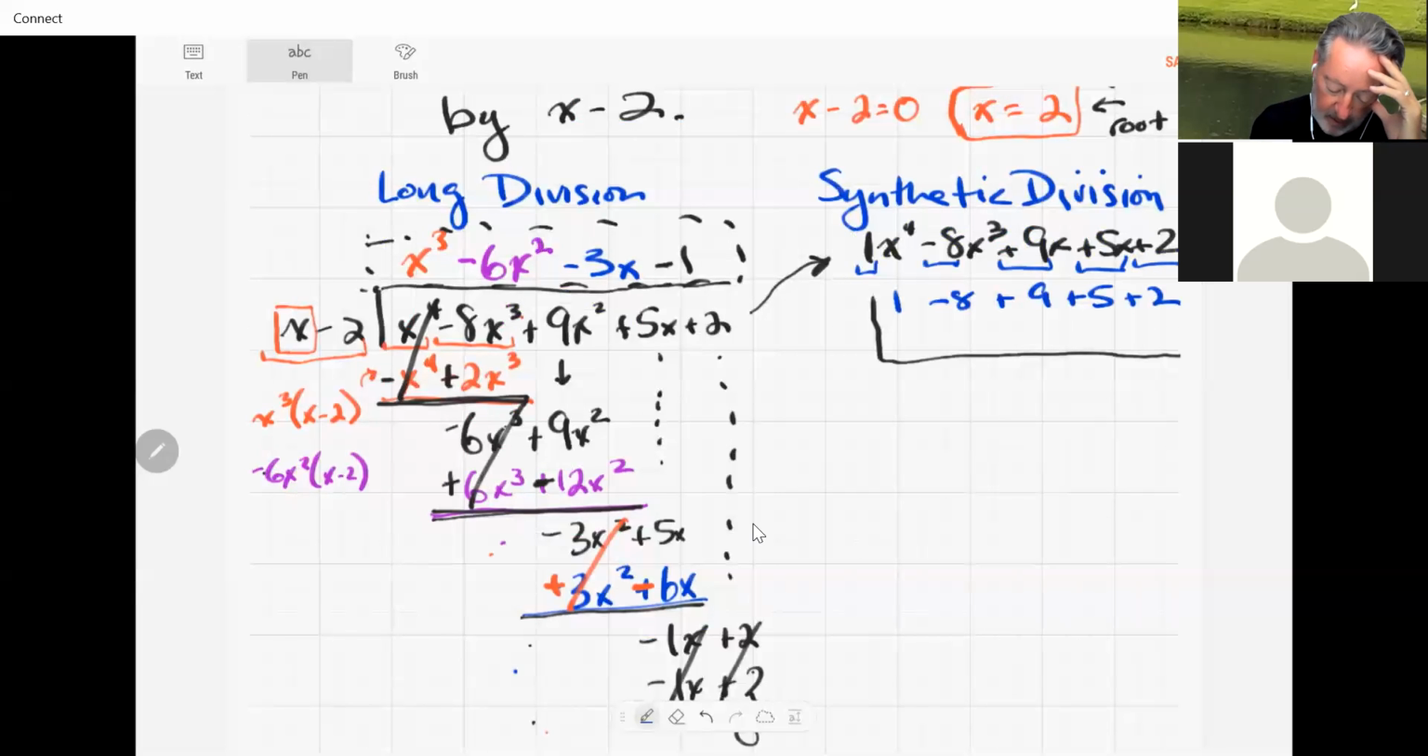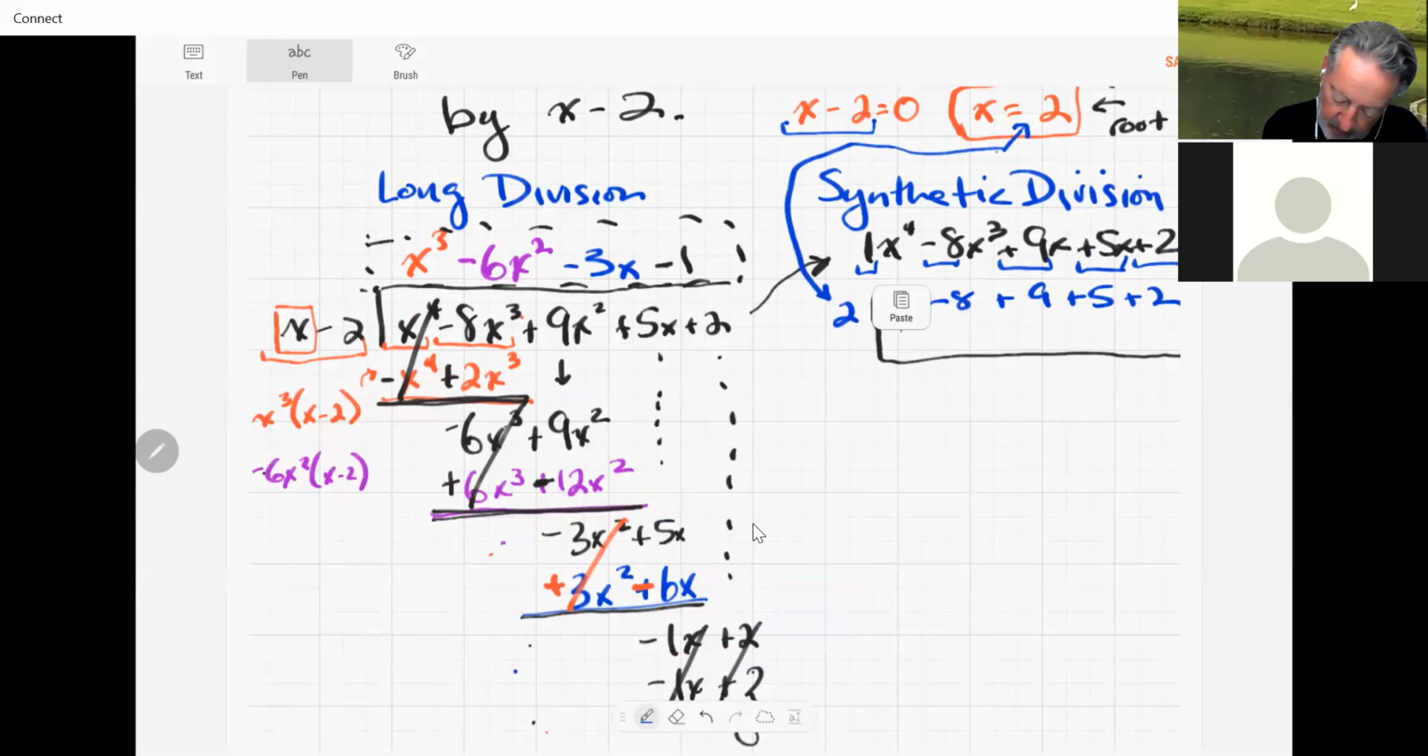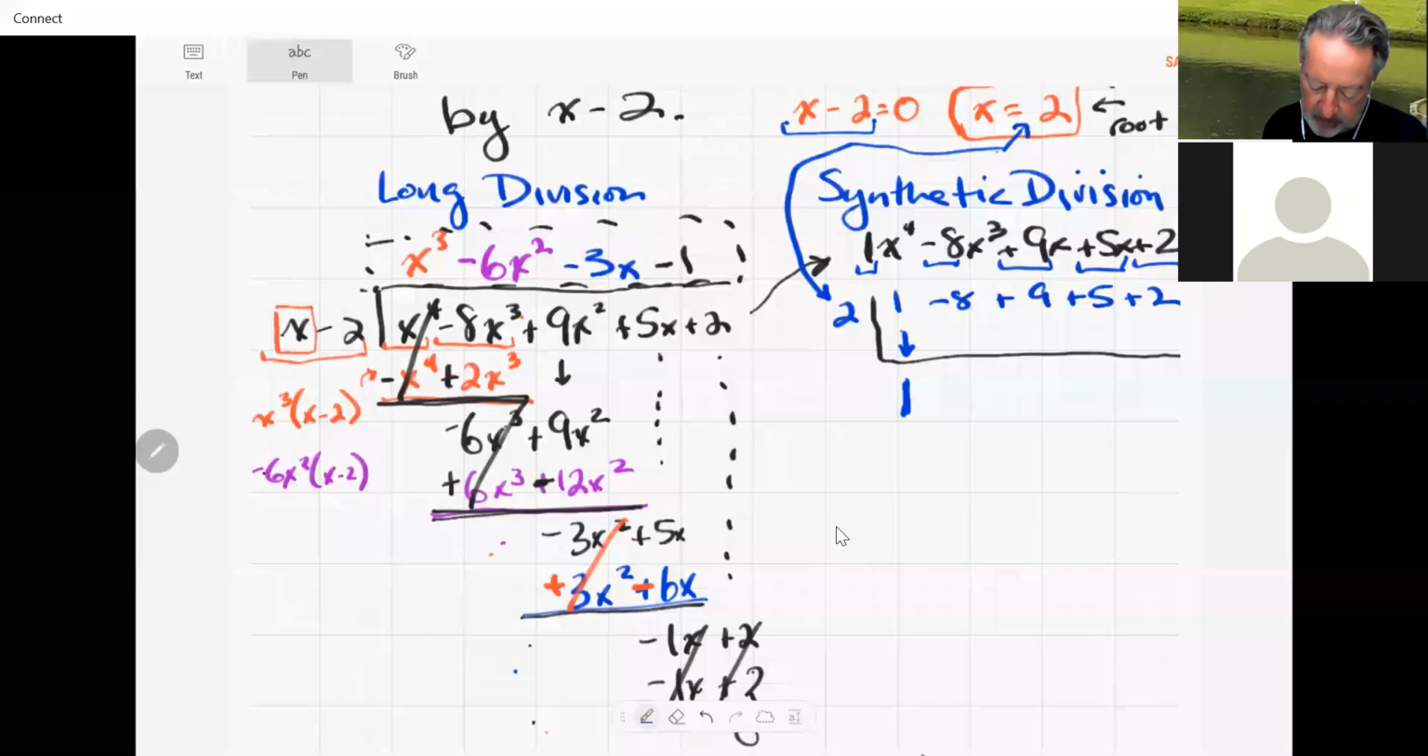Then I decide what the divisor is going to be. Instead of dividing by x minus 2, the divisor that we used for long division, we're going to use 2. This 2 is going to go right here. And here we go. The first thing you do is bring down this 1. This is sort of like your starting position.